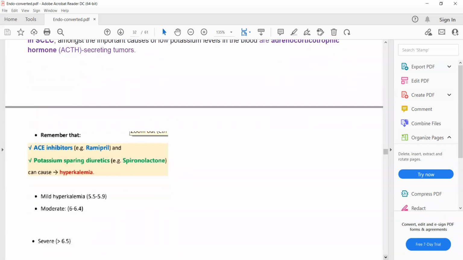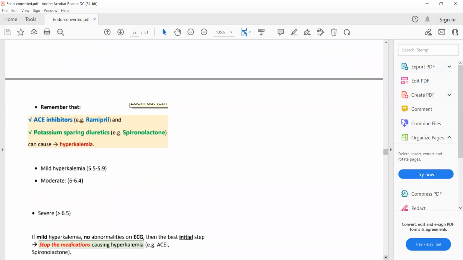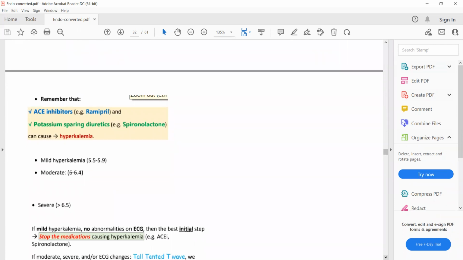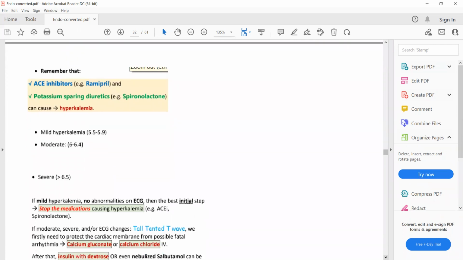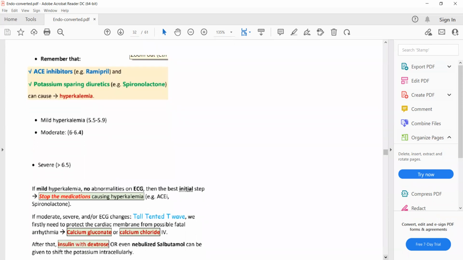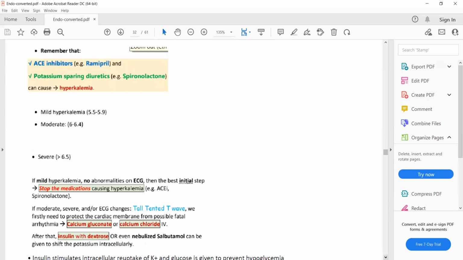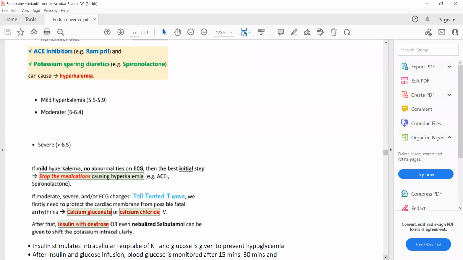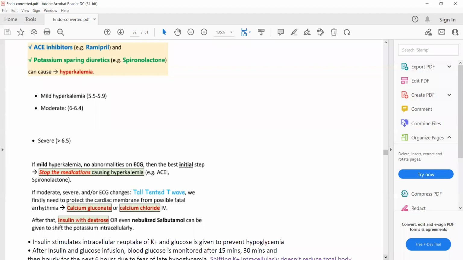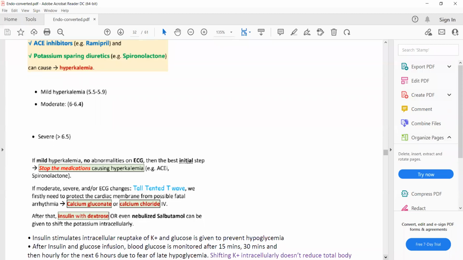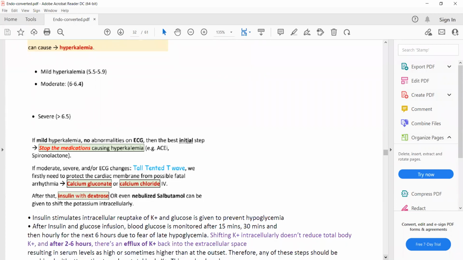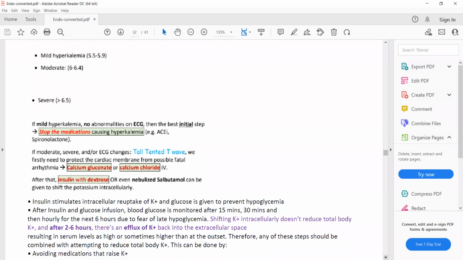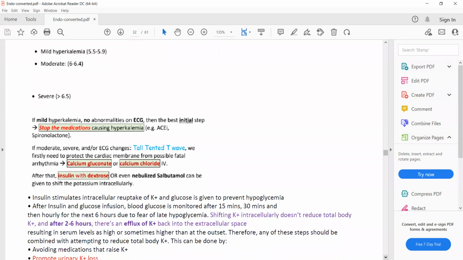Now, management of hypo and hyperkalemia. First, we will discuss management of hyperkalemia. Hyperkalemia is divided into three categories: mild, moderate, and severe. Mild hyperkalemia is potassium more than 5.5 up to 5.9. Moderate is more than 6 and less than 6.5. And severe is more than 6.5.